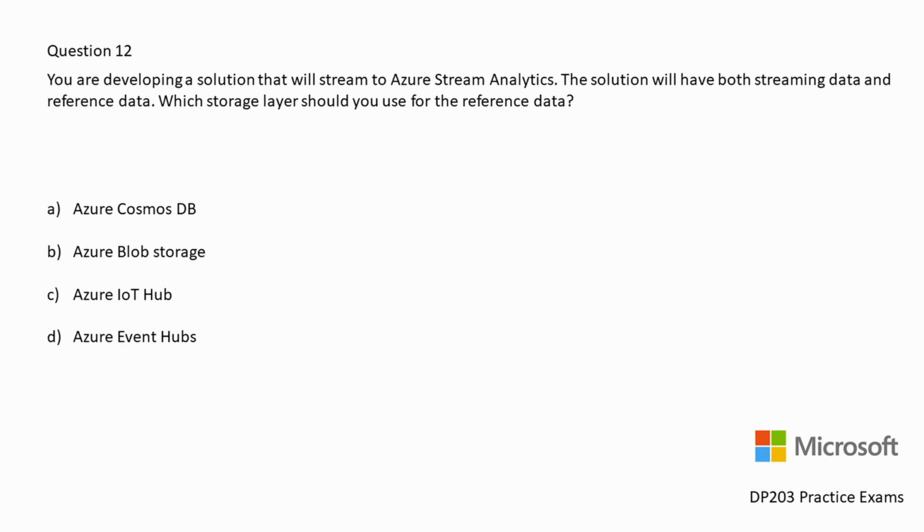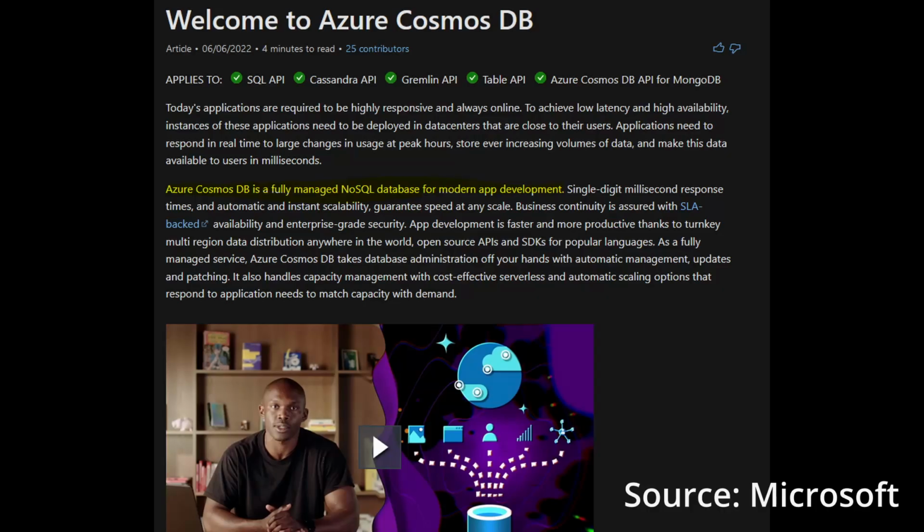Question 12. You are developing a solution that will stream to Azure Stream Analytics. The solution will have both streaming data and reference data. Which storage layer should you use for the reference data? A. Azure Cosmos DB. B. Azure Blob Storage. C. Azure IoT Hub. D. Azure Event Hubs.